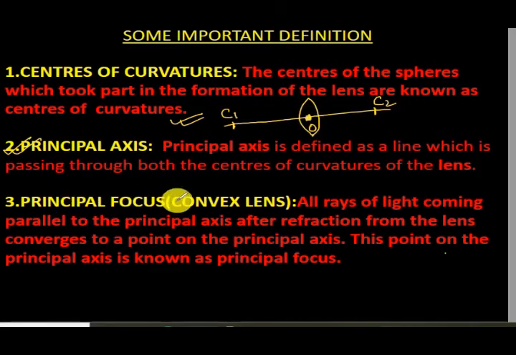Now, principal focus. For a convex lens, the definition will be different for convex lens and concave lens. So, all rays of light coming parallel to the principal axis, after refraction from the lens, converge to a point on the principal axis. This point on the principal axis is known as the principal focus. I'll explain it with a diagram. Now let us continue with the definitions.